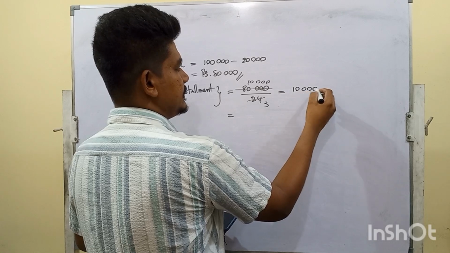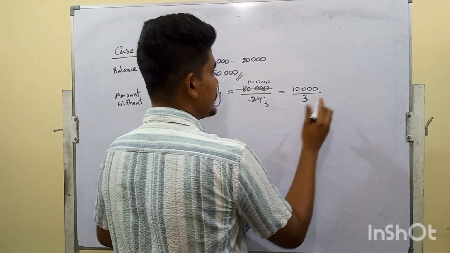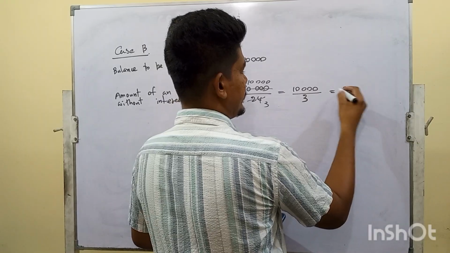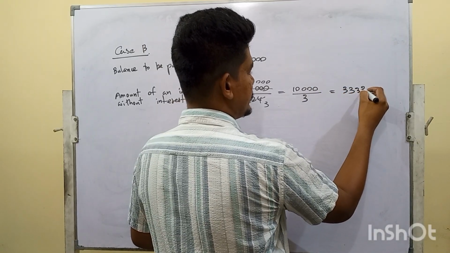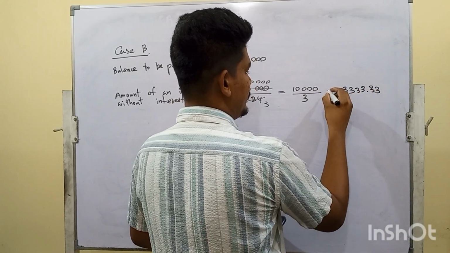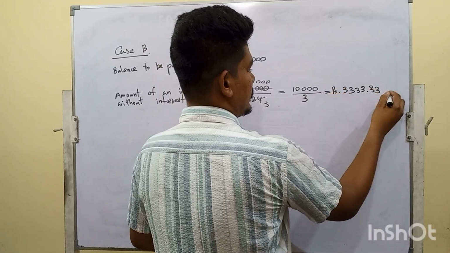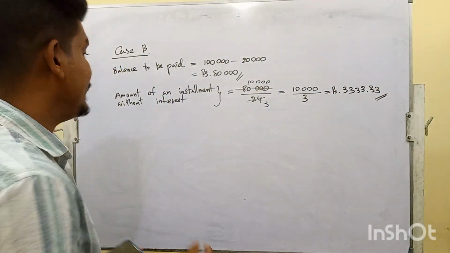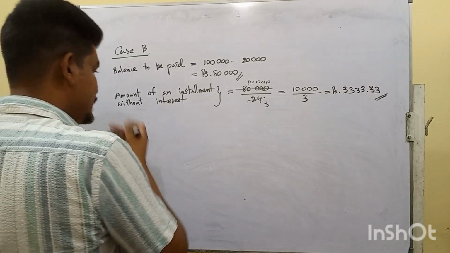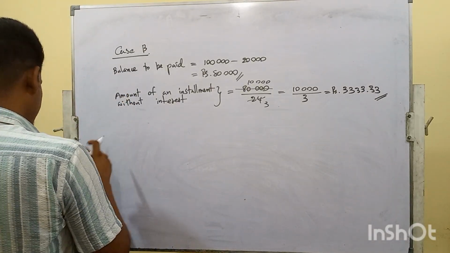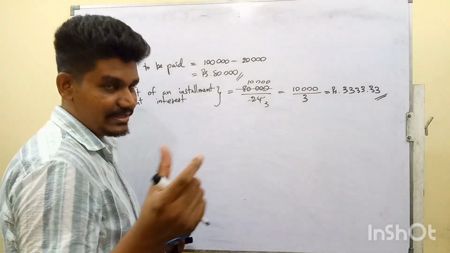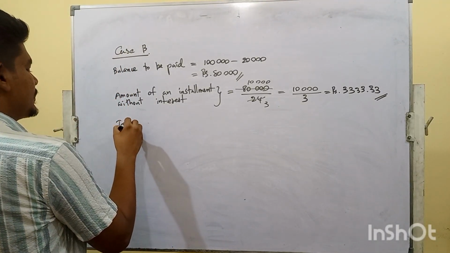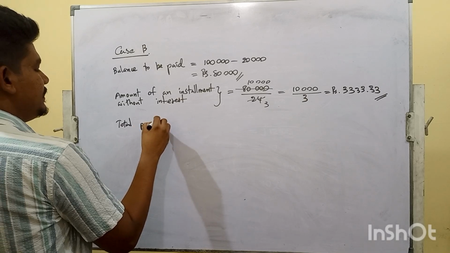Then 10,000 divided by 3. If we divide, this will be 3 times 3, 9, again 3 times 3, 9, and so on. That will be the amount, but it's not perfectly divisible. Then we find the second and the third parts. What should the third one be? We know the total amount and the total installments, so we can find the total payback amount, or the total payable amount.